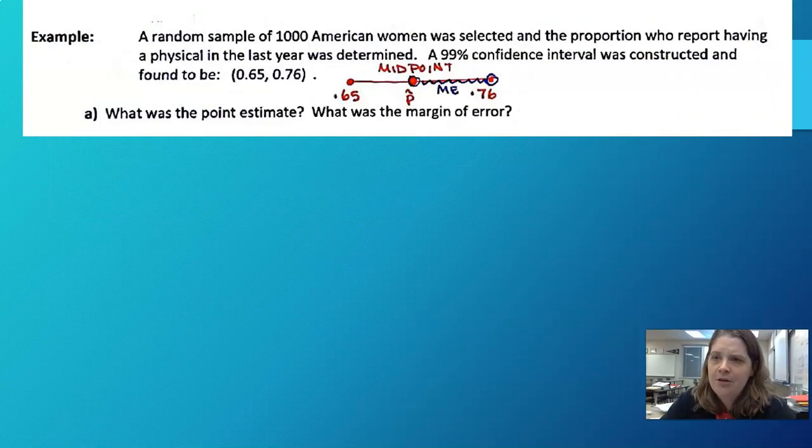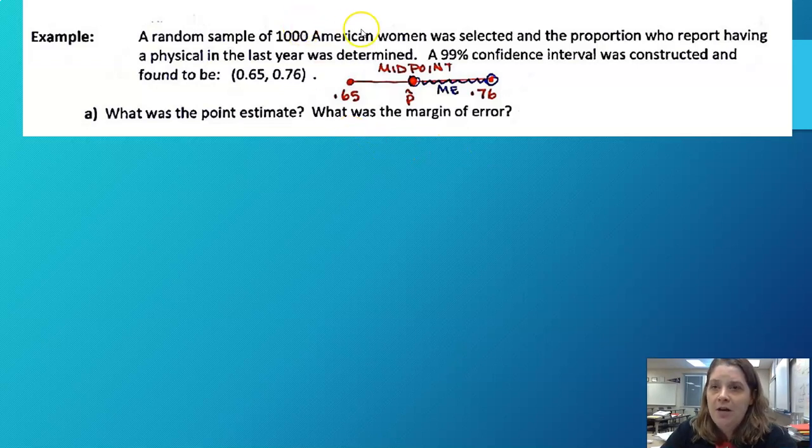All right, so I have an example here. A random sample of 1,000 American women was selected, and the proportion reporting having a physical in the last year was determined. A 99% confidence interval was constructed and was found to be 0.65 to 0.76.